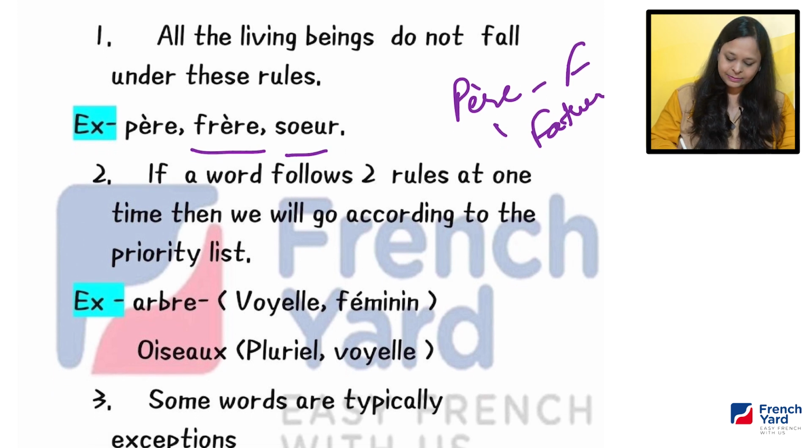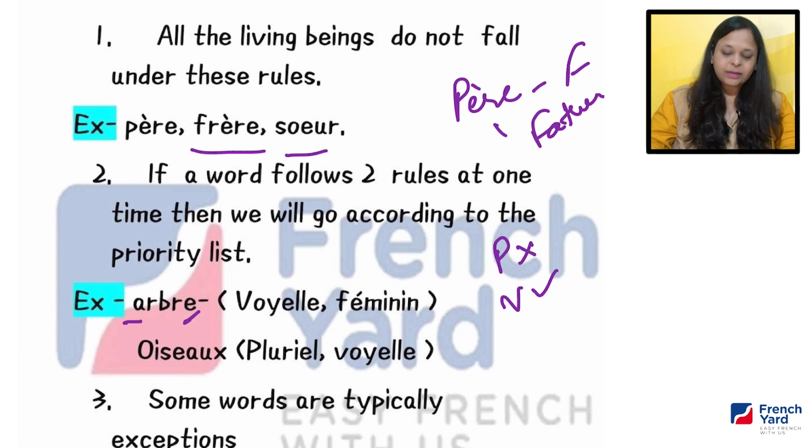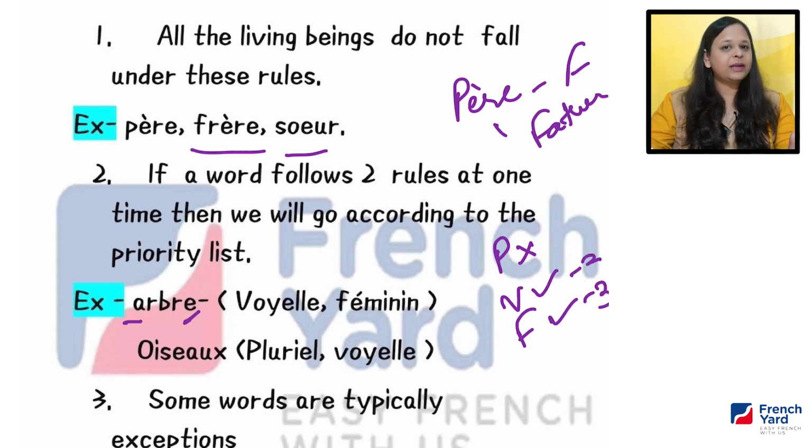Now, I'll take a word as an example. The word arbre. It starts with A, so it comes in the vowel category. It ends with E, so it is coming in the feminine category as well. But according to the priority list that we set, the first is plural, second is vowel, third is feminine, and fourth is masculine. Because vowel is numbered second, we are going to consider it as a vowel, and we are not going to consider feminine. So if a word falls in the first priority category, keep it there only.